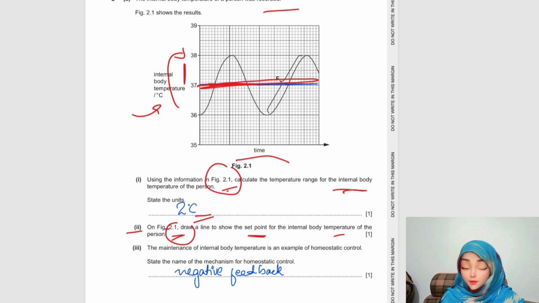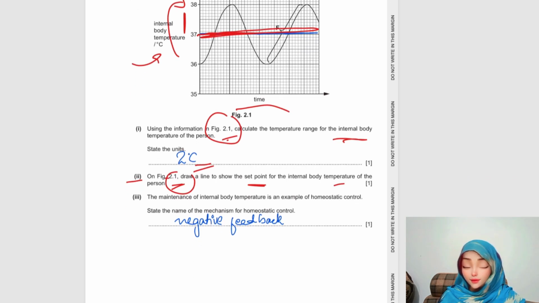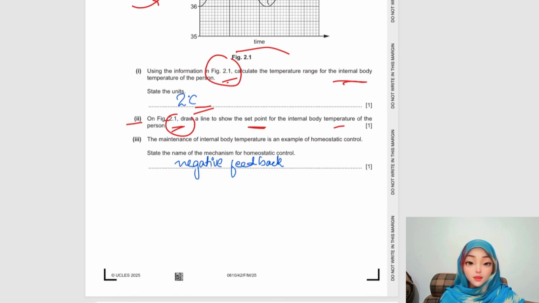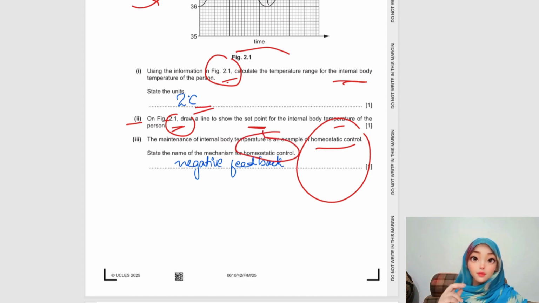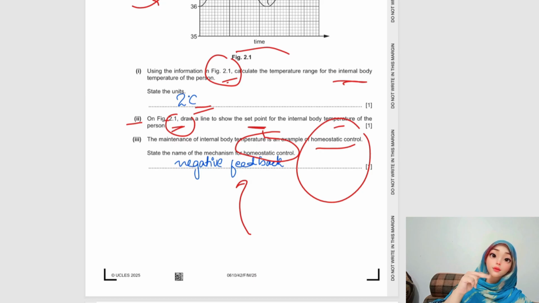Okay, now in part number 3, the maintenance of internal body temperature is also an example of homeostatic control. So state the name of the mechanism for the homeostatic control. Yeah, it is negative feedback, because it involves both input and output.